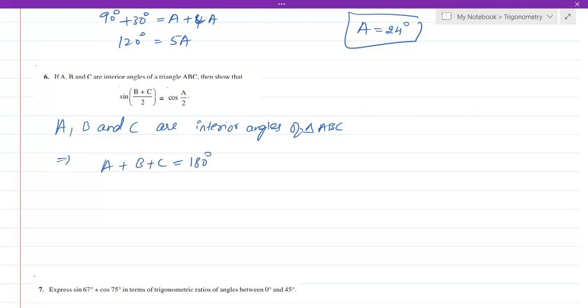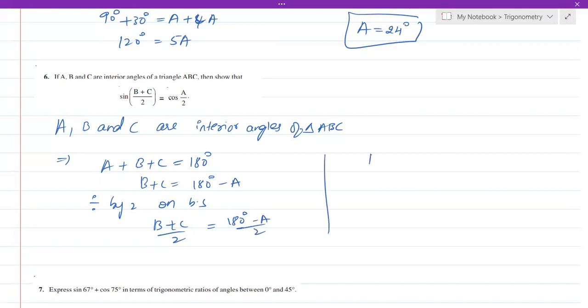If you observe the LHS, you need B plus C by 2. You don't need this A, so let's send it to the other side. B plus C is equal to 180 minus A. And we need B plus C by 2, so divide by 2 on both sides. So B plus C by 2 is equal to (180 degrees minus A) by 2, which can be written as 180 by 2 minus A by 2. So 180 by 2 is 90 minus A by 2.